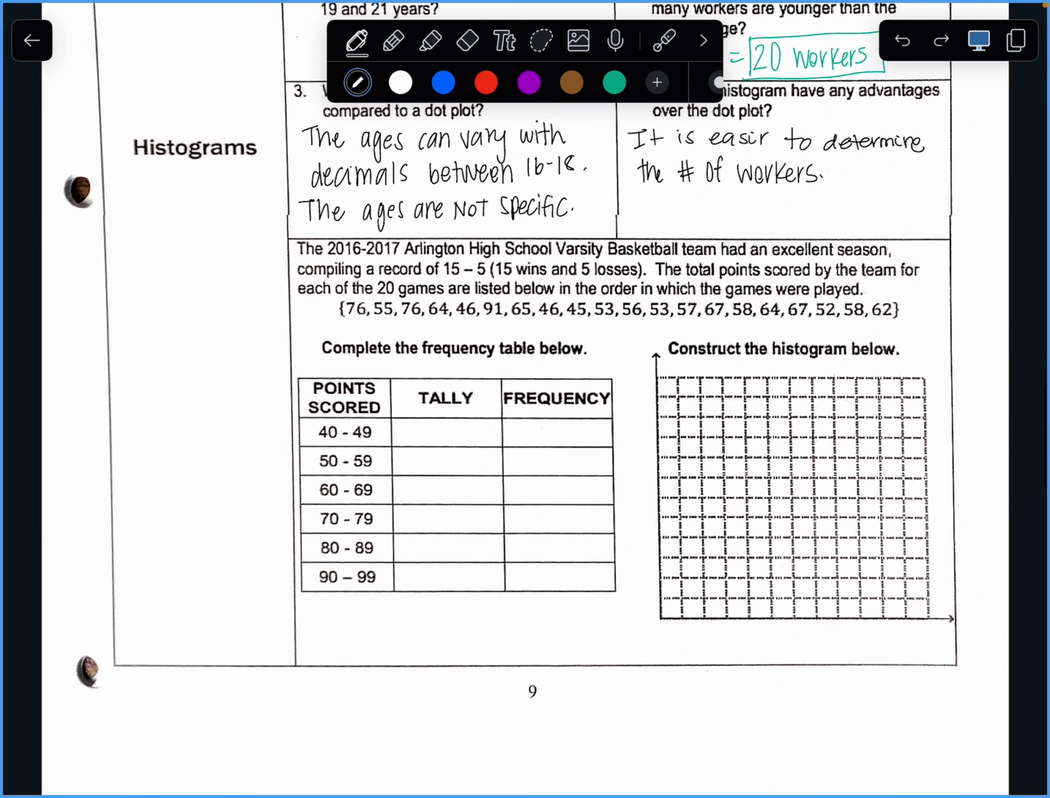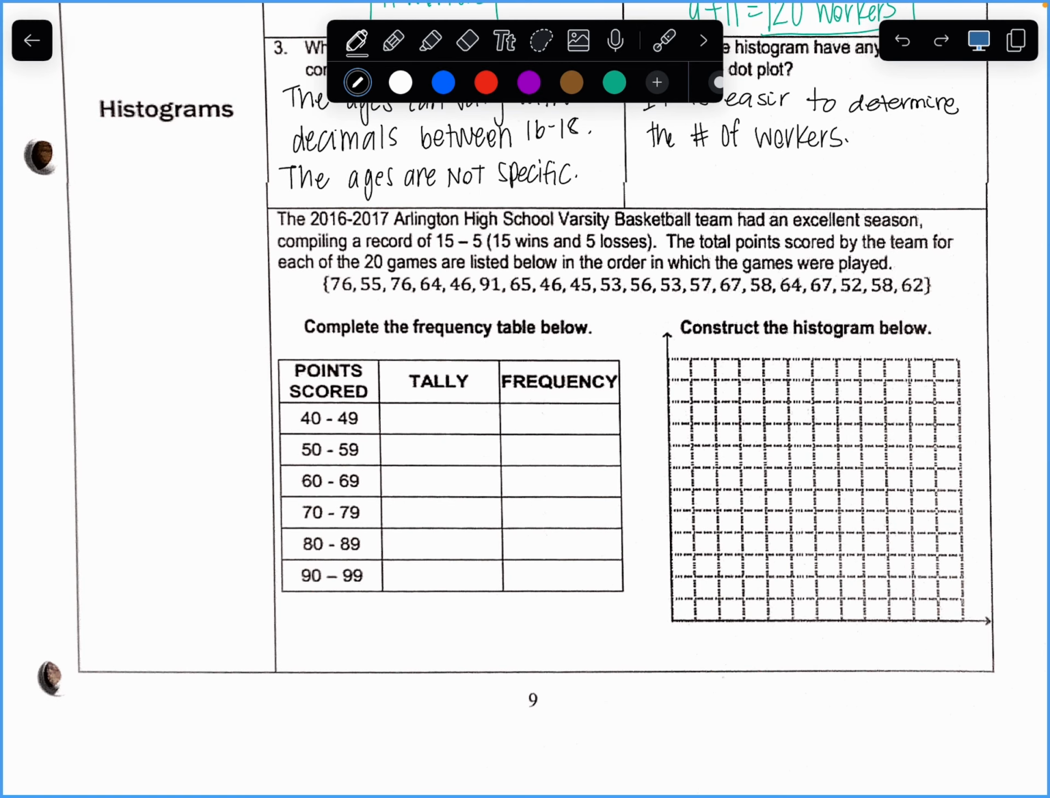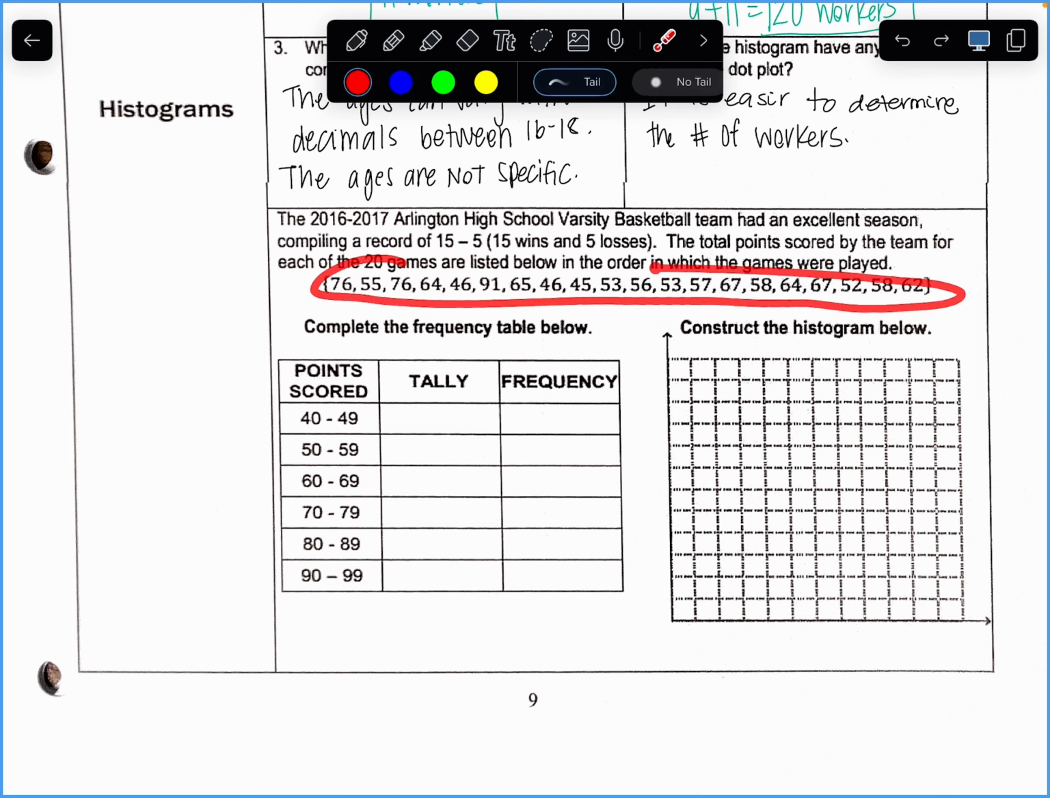So let's look at this example. It says the 2016 to 2017 Arlington High School varsity basketball team had an excellent season, compiling a record of 15 wins and 5 losses. The total points scored by the team for each of the 20 games are listed below in the order in which the games were played. So here's your list. Our goal is to make a histogram, right? We're going to categorize. We're going to group the 40 to 49 points, the 50 to 59 points, the 60 to 69 points, and so on and so forth.